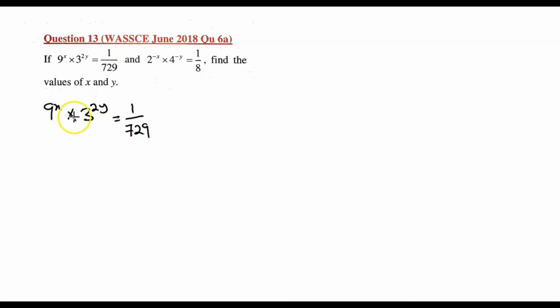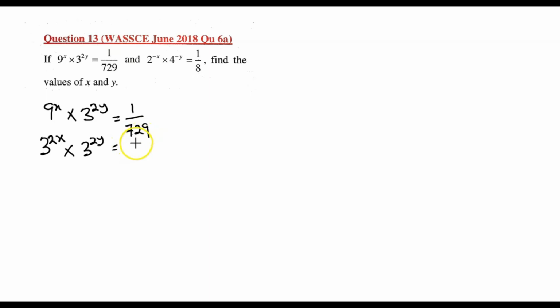If you have to simplify this, 9 to the power x can be written with a base of 3, which is the same as 3 to the power 2. So the x will affect it, so it gives us 3 to the power 2x altogether, times 3 to the power 2y. Now we can go straight ahead and also write 729 as a power of 3. So what do you think?